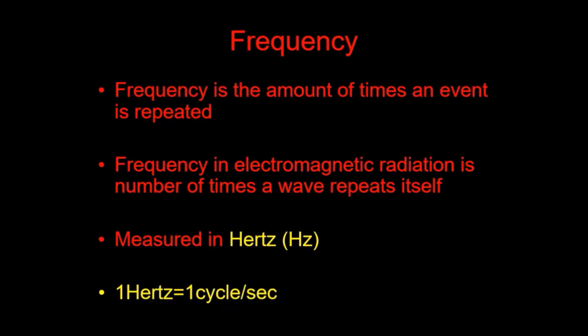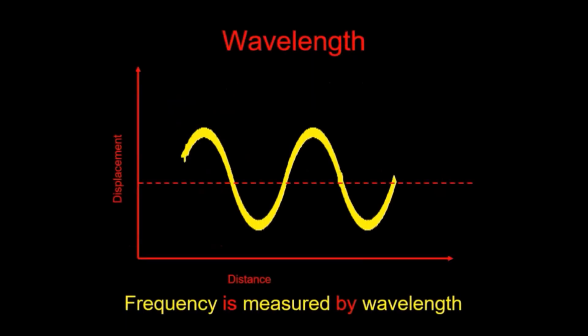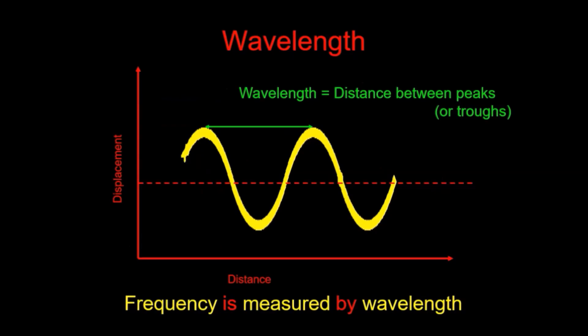Frequency, as we said, is the amount of times our event is repeated. We just manipulated our wavelength. Here we just want a reminder of the frequency, and this was given in hertz. And our frequency is essentially related to our wavelength in an inverse state.